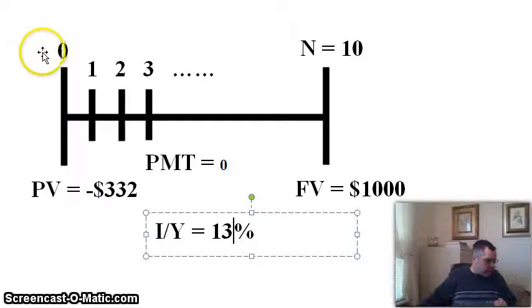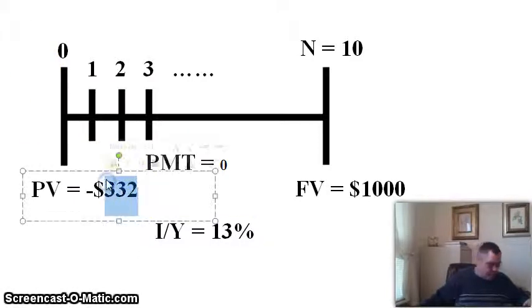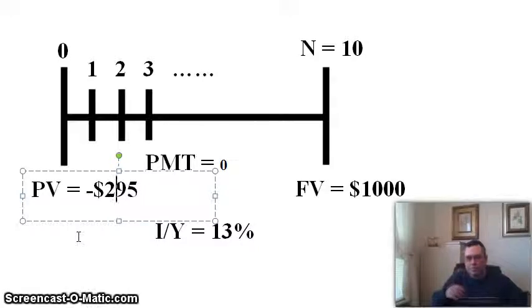What happens to the price? If I plug all this into my calculator, I get a new price of $295. So it used to be $322, now it's $295. That's about a 9% drop in the price. So as the yield went up, the price dropped about 9%. That's the general relationship. If I were to lower the rate from 12 to 11, the price would have gone up. The reason is that the payouts are fixed.